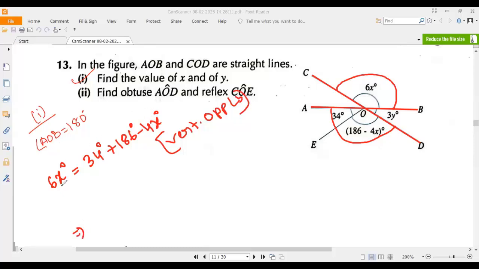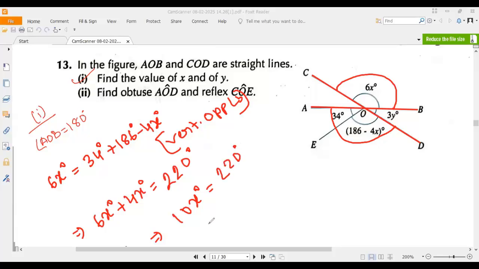So if I move minus 4x here, then 6x plus 4x, and here 34 plus 186. So 6 plus 4, 10, and 4 plus 6, 10, we have 1. 9 plus 3, 12, we have 1, 2, 2, 0. Then 6x plus 4x will be 10x equal to 220 degree. Then x degree will be 220 by 10. So if we divide 220 by 10, it will be 22 degree. So this is the measurement of x.